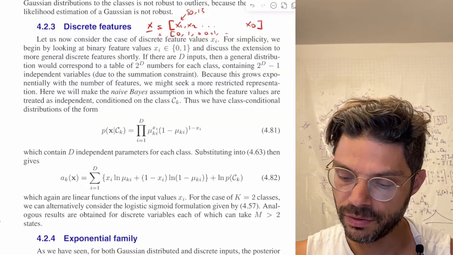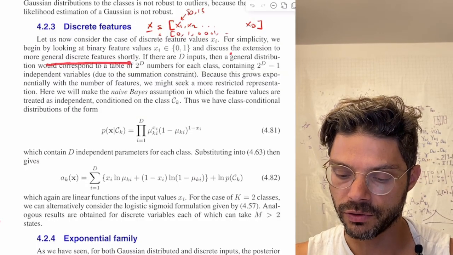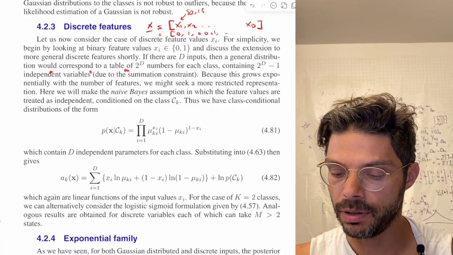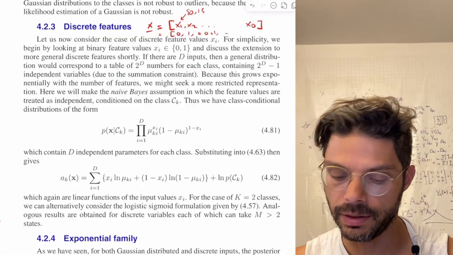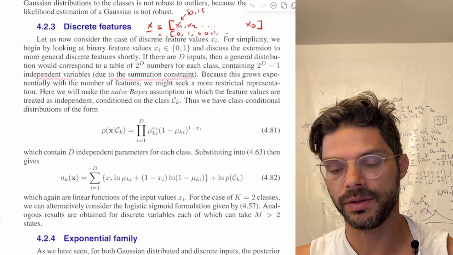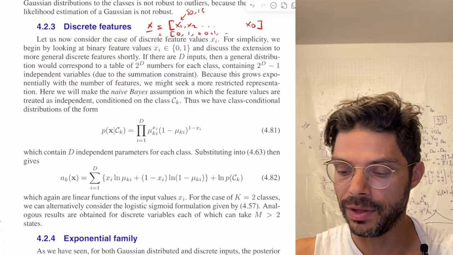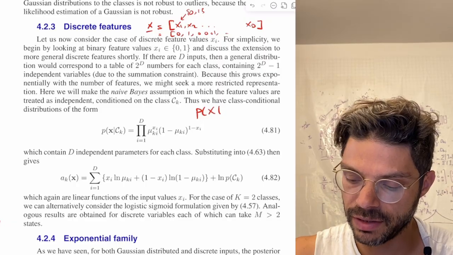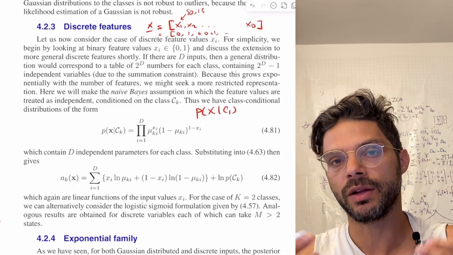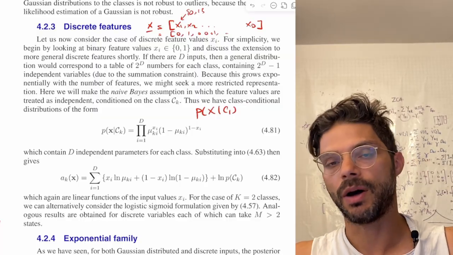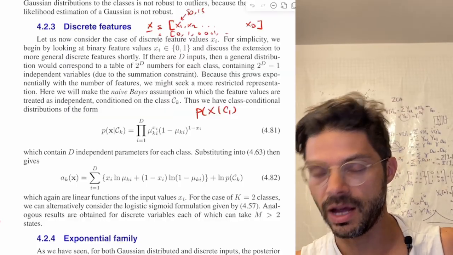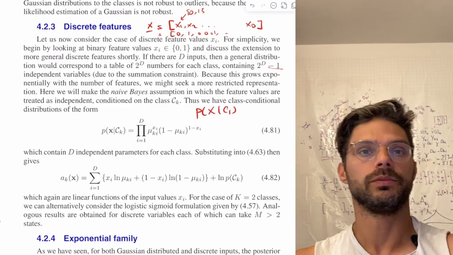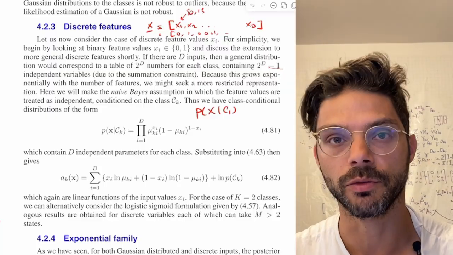Okay, so it says it will discuss extensions to more general discrete features shortly. If there are d inputs, like what we have, then a general distribution would correspond to a table of 2 to the d numbers for each class, containing 2 to the d minus 1 independent variables, because the probabilities have to sum to 1, so 1 degree of freedom is gone. But the main thing is that there's going to be 2 to the d possible numbers. So if you want to specify p of x given, let's say, class 1, you have to specify that for every single combination. If there are d slots and each slot can take 2 values, you have to specify 2 to the d minus 1 numbers to specify that probability distribution fully, just for one class.